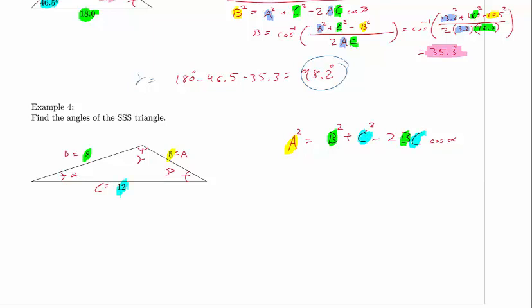Alright, so note that all we have to do is solve for alpha, just like we did before. Alpha equals the inverse cosine of b squared plus c squared minus a squared, all divided by 2bc.